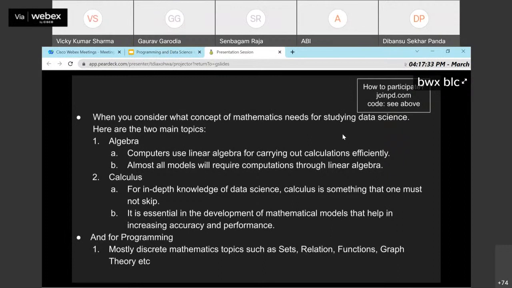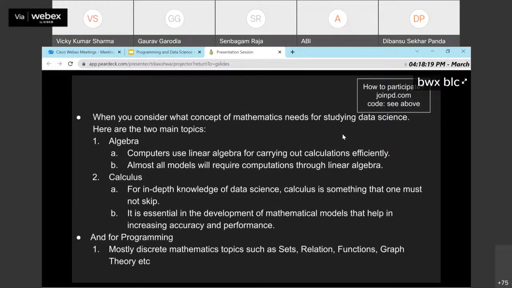Continuing with the same slides, why the concepts of mathematics are needed for data science. First we'll see some important things. Usually there are two main topics you can think of: algebra and calculus. In algebra, there is linear algebra, which computers use for carrying out calculations efficiently. Almost all models require computations through linear algebra. If you are aware of data science or programming, you will find that you come across these things. And calculus, of course: in-depth knowledge is required in data science, and calculus is something we should not skip.